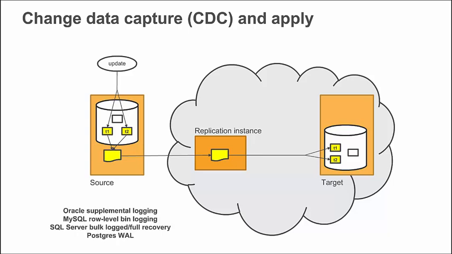For example, for Oracle, we use supplemental logging. For MySQL, we use row-level bin logging. For SQL Server, we ask you to run your SQL Server database in the bulk log or full recovery mode. And for Postgres, we use the write-ahead logs.